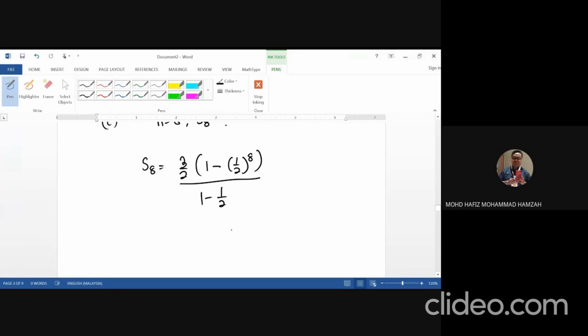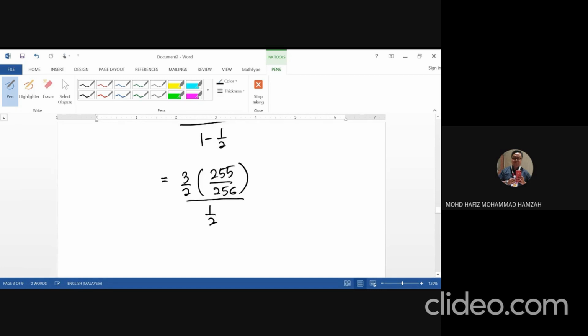Okay. So macam mana nak tekan 1/2 kuasa 8? Guna kalkulator. So letak bracket lah. Letak bracket. Ataupun boleh buat terus ni. 1 tolak, lepas tu letak bracket 1/2. Tutup bracket kuasa 8. Okay. So you akan dapat 255/256. So it should be like this, 3/2 255/256 over 1/2.